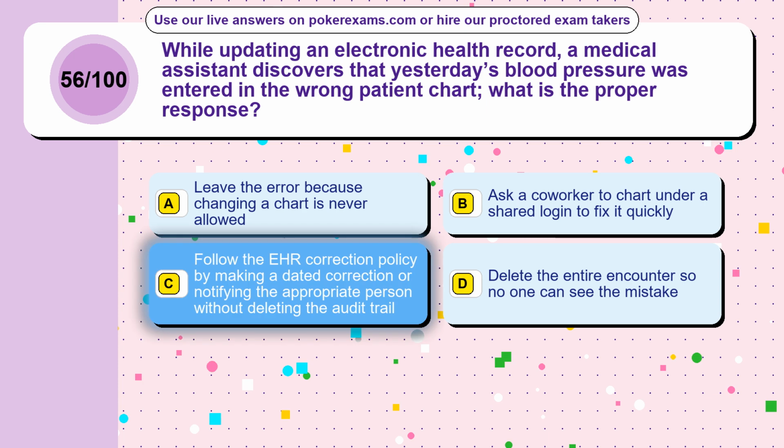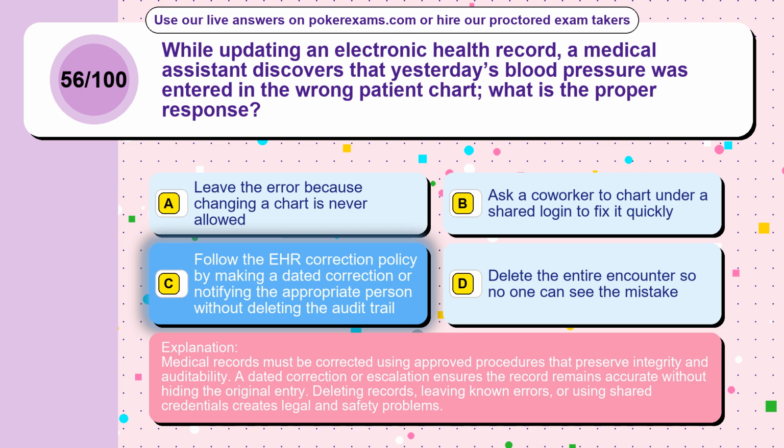The correct answer is option C. Follow the error correction policy by making a dated correction or notifying the appropriate person without deleting the audit trail. Medical records must be corrected using approved procedures that preserve integrity and auditability. A dated correction or escalation ensures the record remains accurate without hiding the original entry. Deleting records, leaving known errors, or using shared credentials creates legal and safety problems.